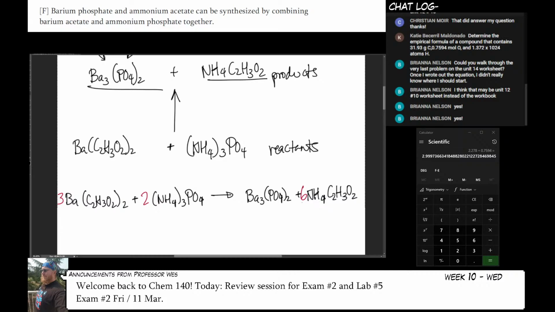So the way that these questions can be made tricky is that I can write "can be synthesized by," and that is your cue to say, oh, those are products. Most of the questions won't do that, but I try to keep you on your toes. So just be mindful that if you see that, you don't want to accidentally write the products turning into the reactants, because that's not what happens.